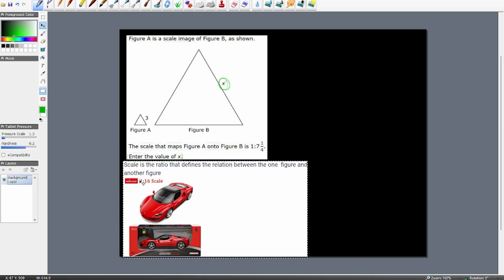And here's a real life example where you might see this. Here's a model car, an actual one that's for sale, and they advertise this as being a 1 to 16 scale. And what that means is for every 1 unit on this model, that corresponds to 16 units on the actual car. So if something is 1 inch on this model, that would be 16 inches on the actual Ferrari. And it's proportional to the actual Ferrari. So it's the exact same shape, right? It's just shrunk down, and it's a 1 to 16 scale.